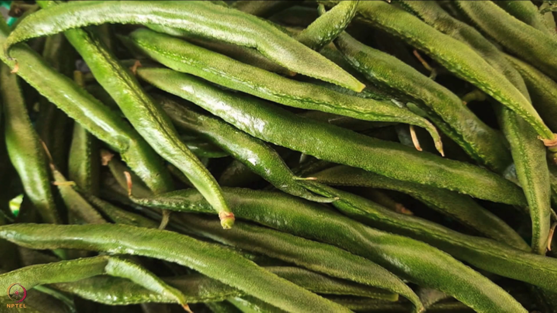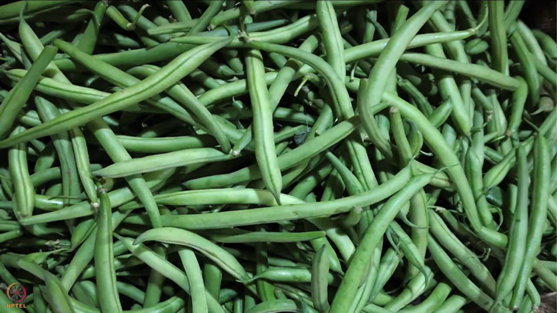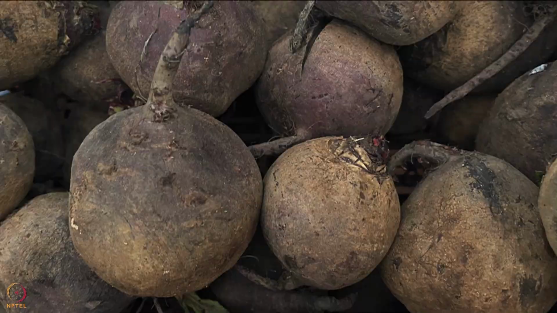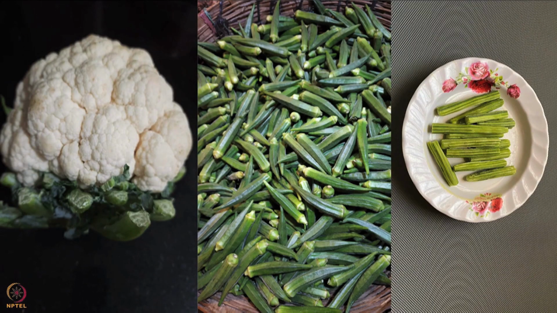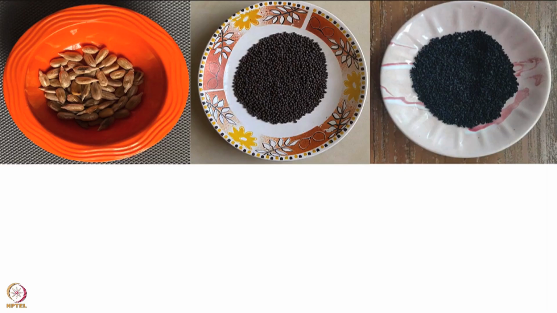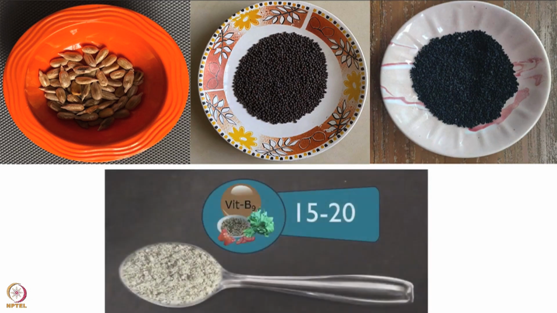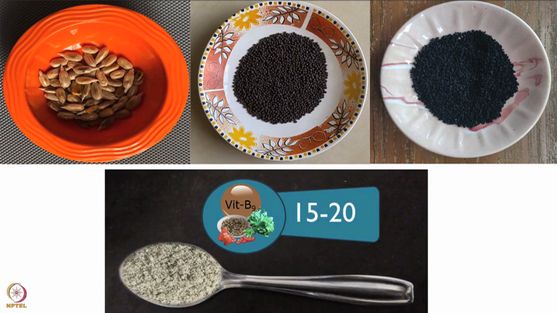Other vegetables rich in folate are tender field beans, French beans and beetroot. Even cauliflower, lady's finger and drumsticks have moderate amounts of folate. Sunflower seeds, mustard seeds and Niger seeds have little amount of folate. 1 tablespoon of these powdered seeds have about 15 to 20 micrograms of folate.